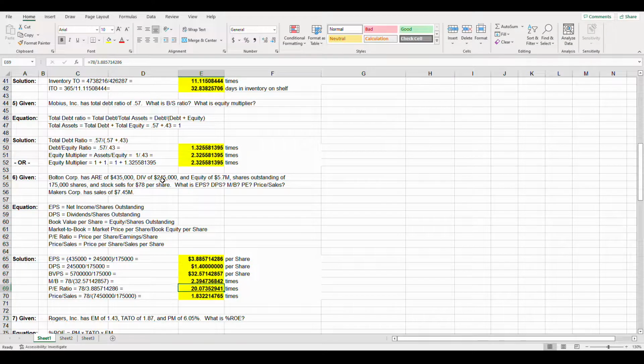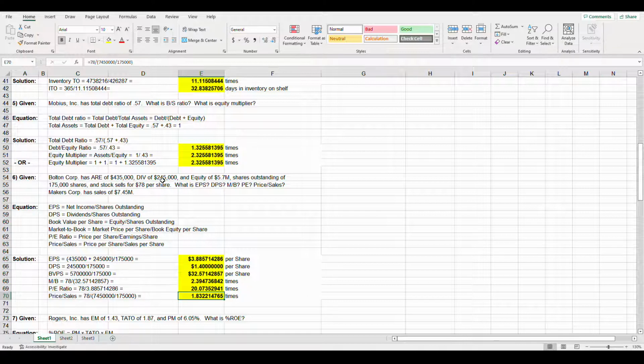Price to earnings ratio, PE ratio, as it's referred to, is price per share divided by earnings per share. Price per share was given at $78. Earnings per share was calculated up above in cell E65 of $3.88. So I can take 78 divided by that cell right up there, E65, and I get 20.07 times price to earnings ratio. And then I can compare that to any other company in the world once I calculate this company's PE ratio.